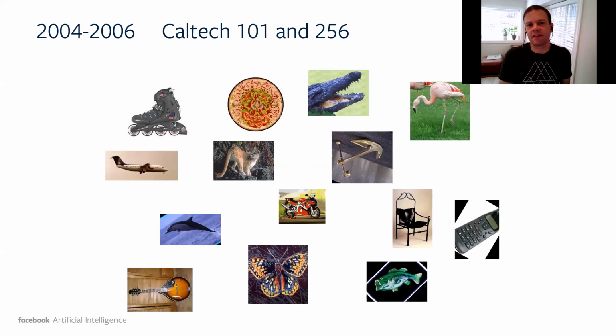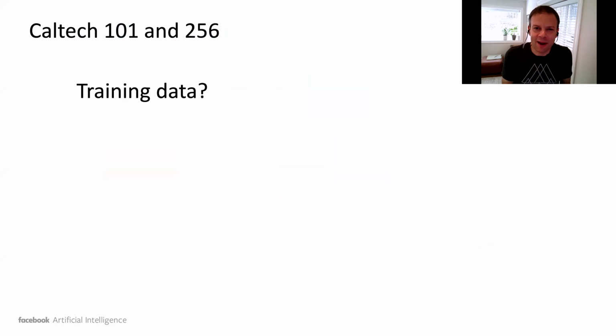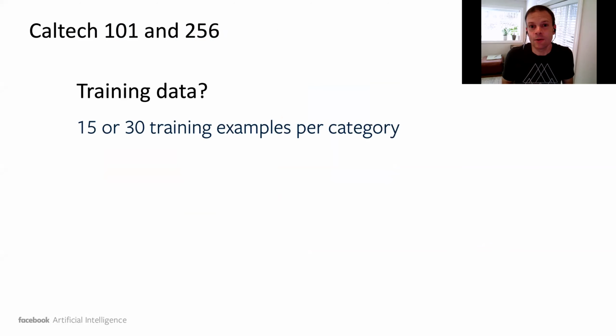So one place I'd like to start is Caltech 101 and 256. This is one of the first kind of large-scale data sets that was out there. It had a lot of different categories, 101 or 256, as the name implies, and at least in that time, a lot of training data. But do you remember how much training data there was per category? Well, the experimental setup was to have either 15 or 30 training examples per category. Now think about that. You have 100 different categories and you have 15 examples per category. How does that limit the type of models that you can actually train?